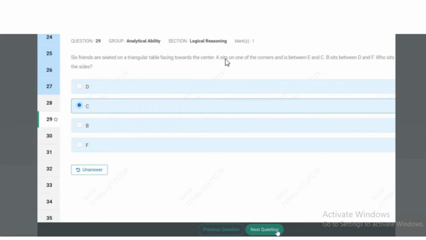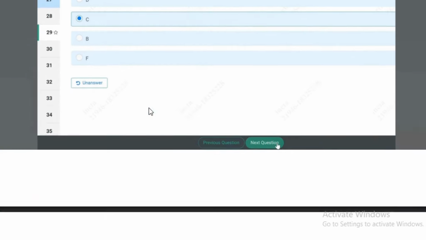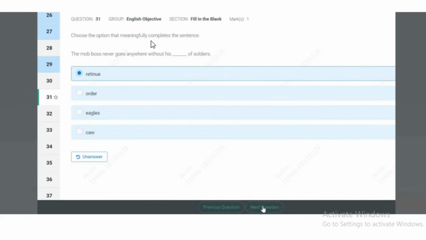Here the first question means 6 friends are seated on a triangular table facing towards the center. A sits on one of the corners and is between E and C. B sits between D and F. Who sits in the sides? So here the question falls under seating arrangement, and the answer is C.